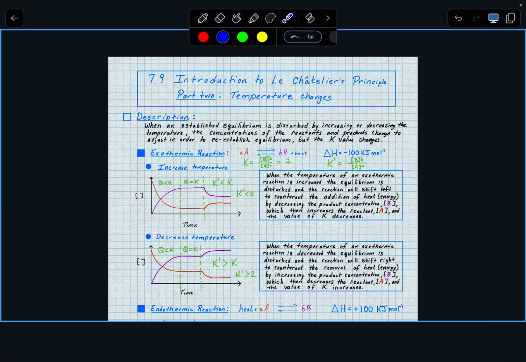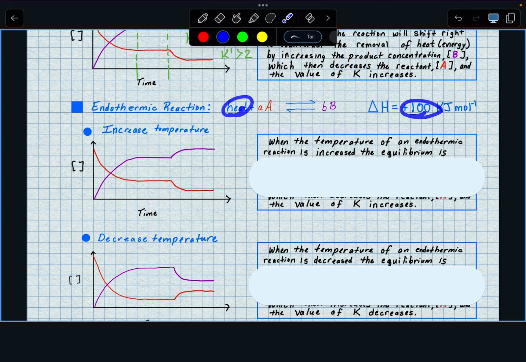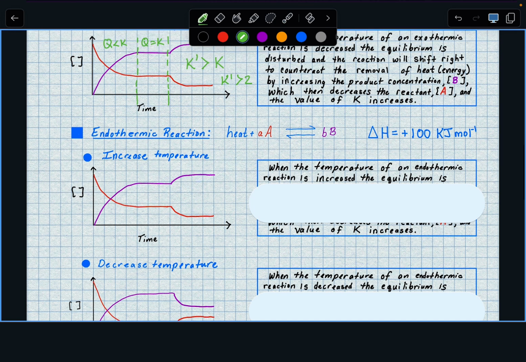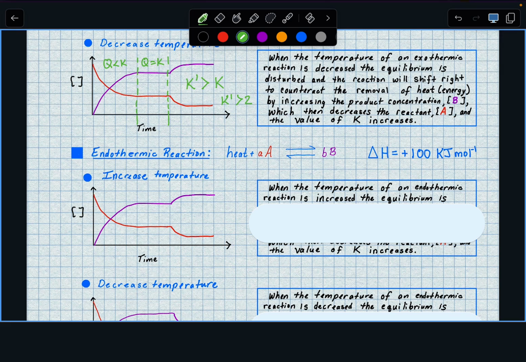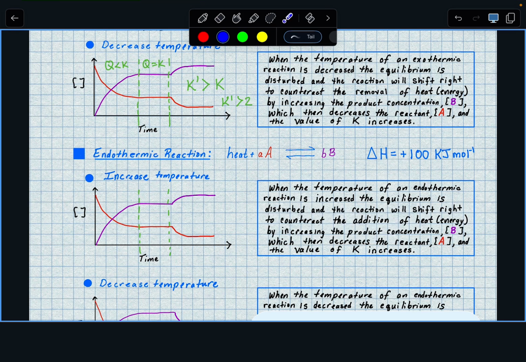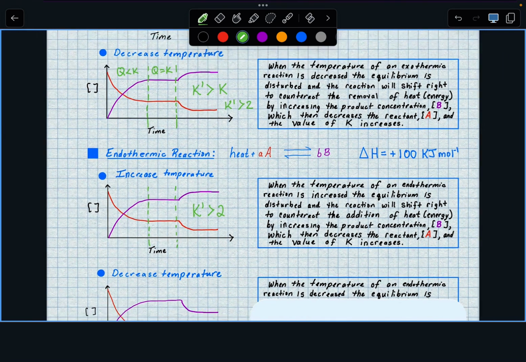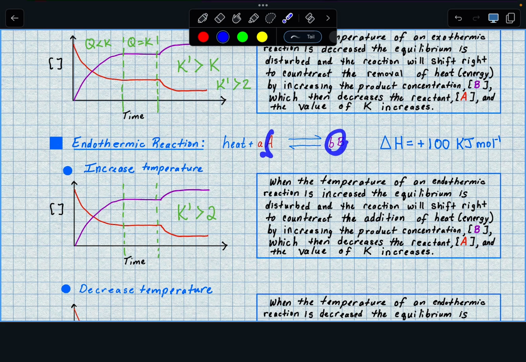Okay, then what happens if we have a different type of reaction, called an endothermic reaction? That means we put heat as a reactant, and the positive enthalpy over here lets us know that we should do that. You're going to notice the graph looks kind of the same, because when you disturb the equilibrium, we have the opposite effect. If we add heat, we decrease our reactant and shift right, and then the product goes up and the reactant goes down based on the law of conservation. So the K value increases. The K prime is going to be greater than 2 because we have more product and less reactant, since the equilibrium was shifted to the right.